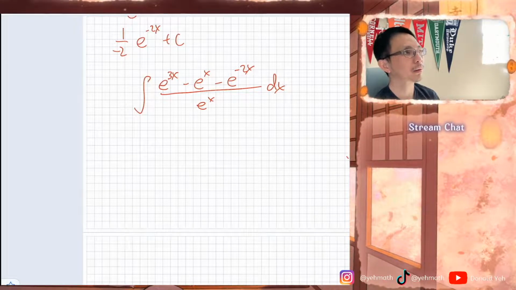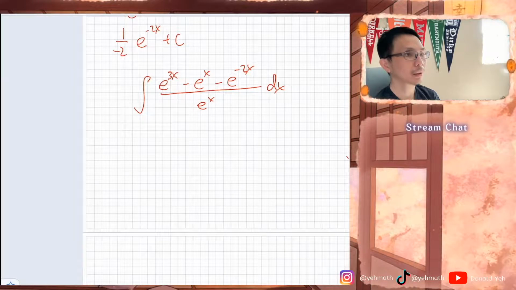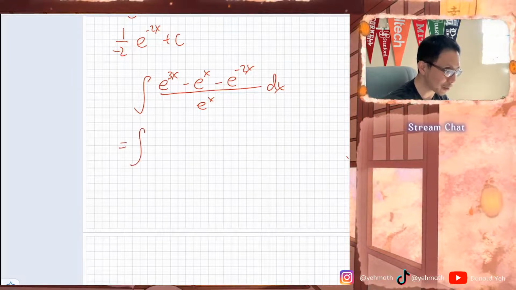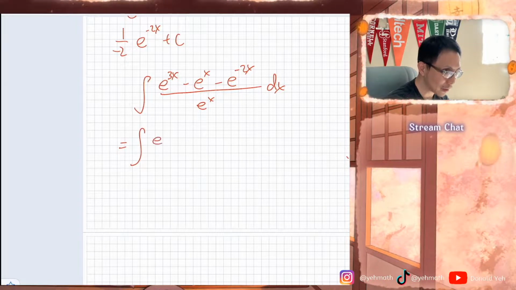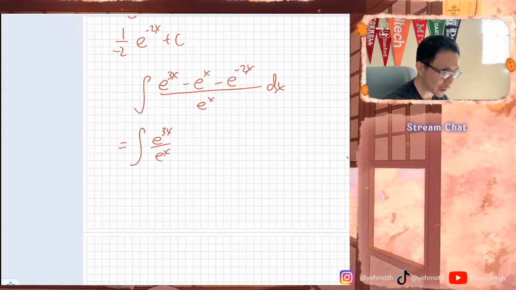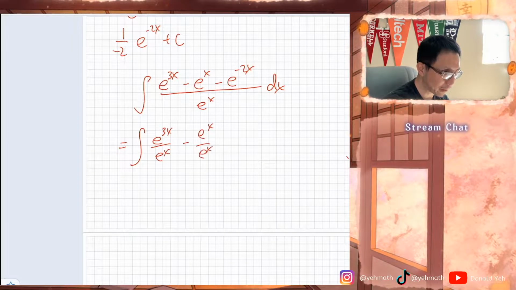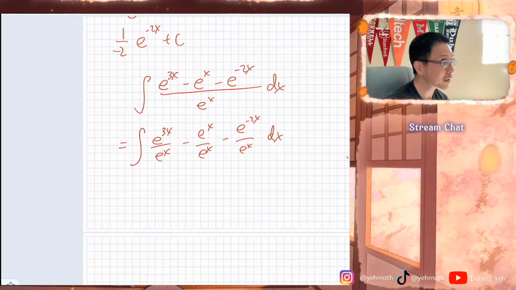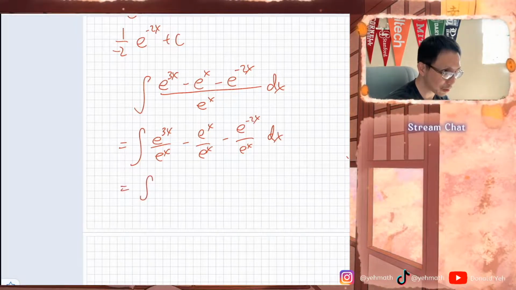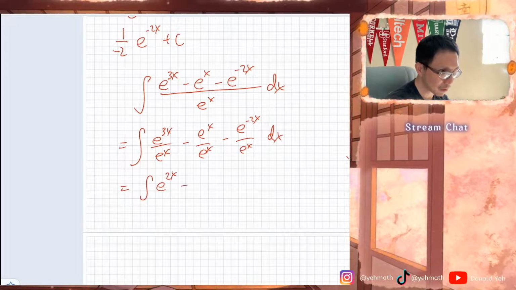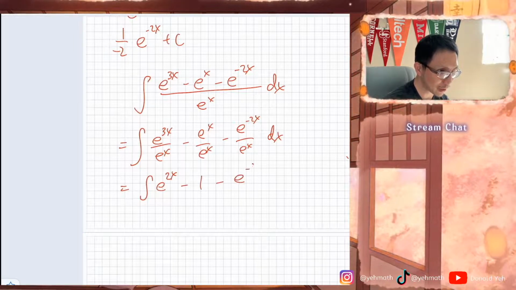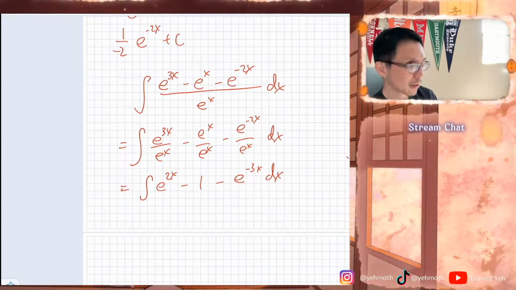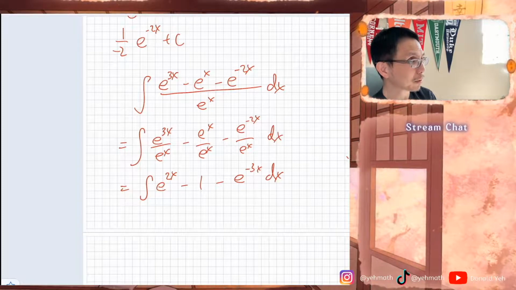Would you split it, like e to the 3x over e to the x? Yeah, because that makes your life easier, right? That's just too many e's. e to the 3x over e to the x. Can I write it like this? And the middle term is actually pretty easy. Does that make sense or no? And then can I just change it to e to the 2x minus 1 minus e to the negative 3x dx? Yeah, it turns out to be a very beautiful integration that you don't need a complex rule for.